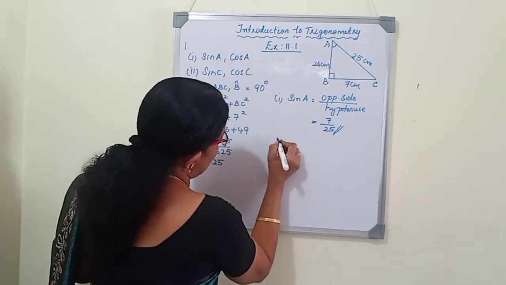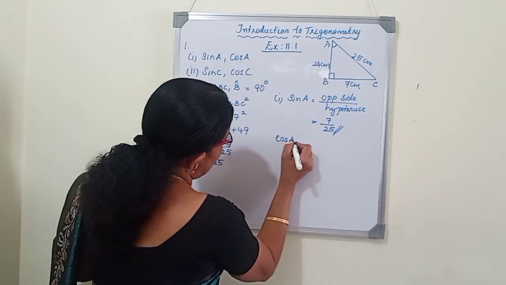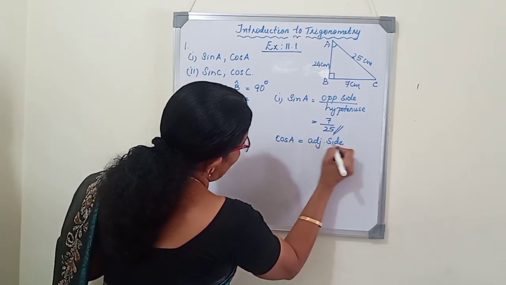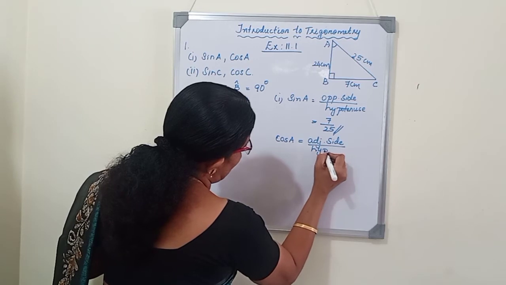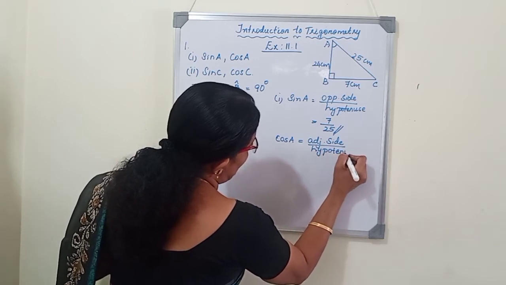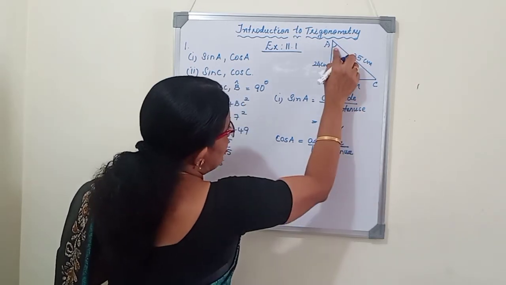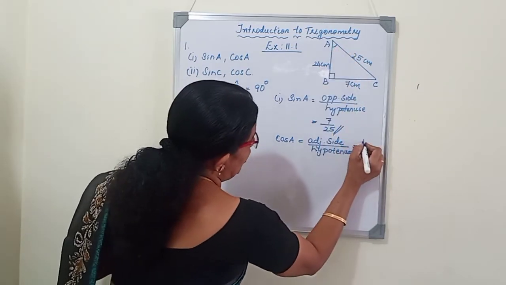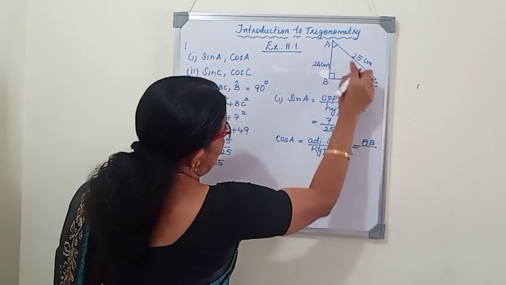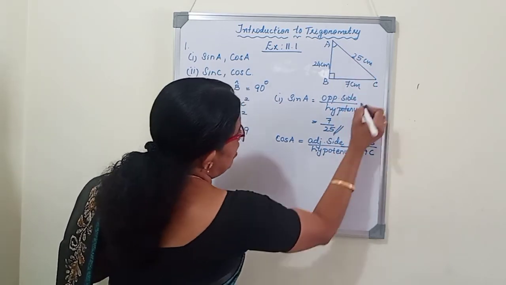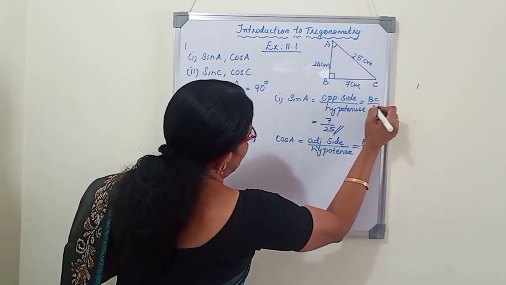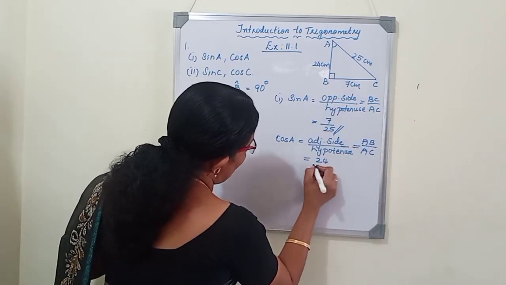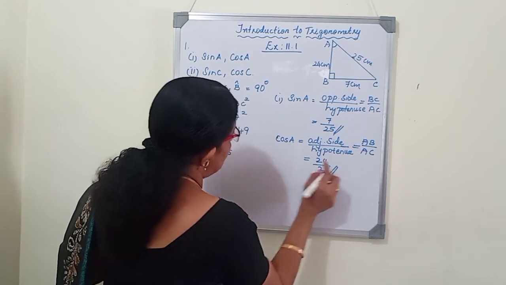Now we will see cos A. Cos A equals adjacent side by hypotenuse. Adjacent side with respect to this angle A is 24 centimeter, or AB. If you want, you can write adjacent side by hypotenuse, that is AB by AC, which is 24 by 25. So this is cos A, this ratio.